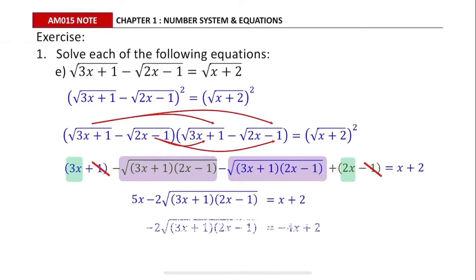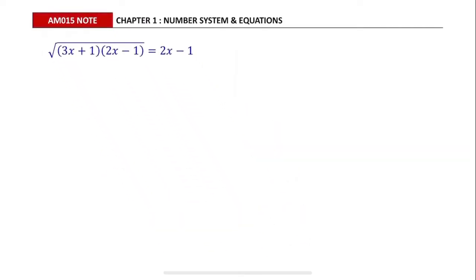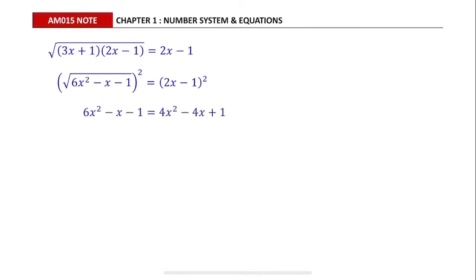Then simplify the equation. Multiply the expressions in the square root and square both sides to cancel out the surd, and we get a quadratic equation on both sides. The quadratic on the right side is from the expansion of 2x minus 1 squared. Simplify the quadratic and leave the right side equal to 0. Then factorize and we get the answer.